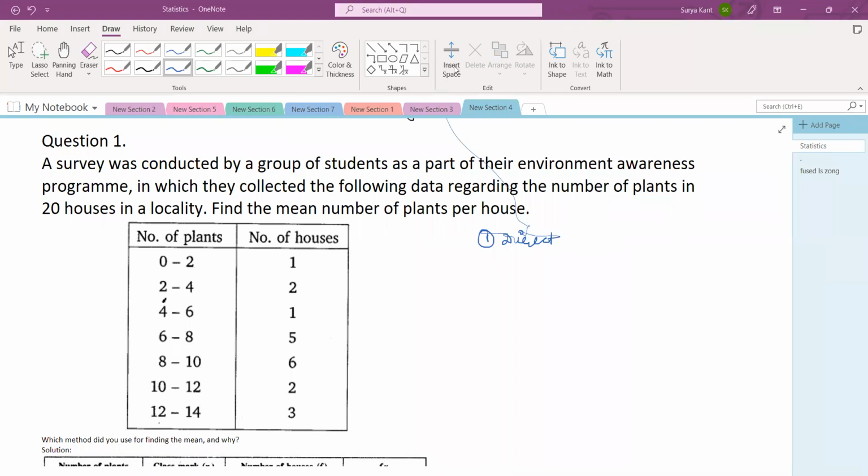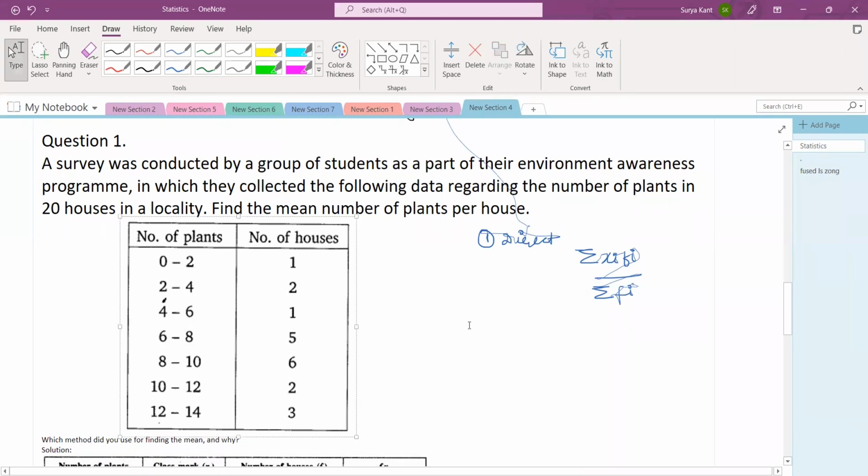The formula is summation xi fi divided by summation fi. Summation xi fi divided by summation fi. We read this last time.